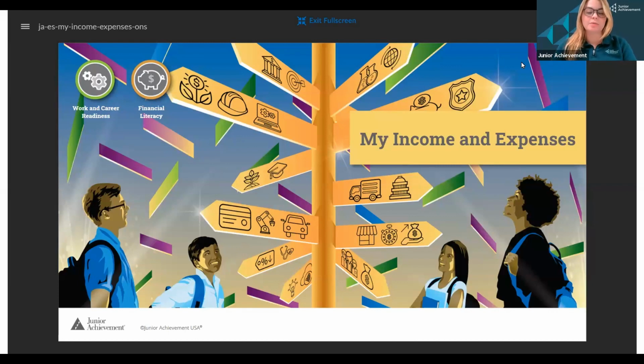For this lesson, you will need the following materials, including your volunteer guidebook, the student worksheet for this session, as well as the student table temps, and you will also need to access the digital presentation that can be found at learn.ja.org.